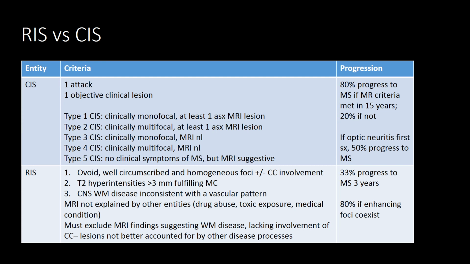Therefore, if the patient has history of drug abuse, toxic exposure, or other medical condition that can cause similar lesions, it would not be characteristic of a radiologically isolated syndrome. And this must not be better accounted for by other disease processes. With radiologically isolated syndrome, 33% progress to MS in 3 years, and 80% of enhancing foci are coexistent.